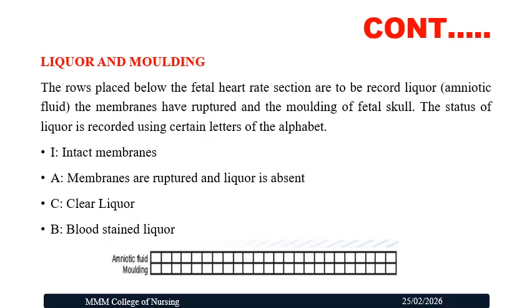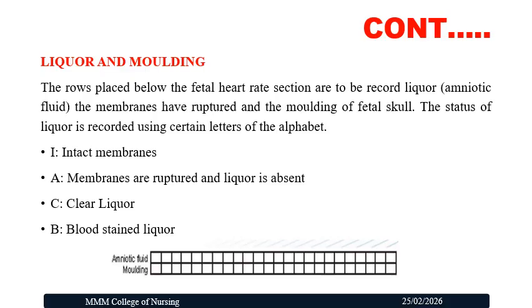Next part is liquor and molding. Molding is an overlapping of the sutures during the progress of labor. The rows are placed below the FHR. In the previous slide I showed you the image of FHR, the components which come in the Partograph. Underneath the fetal heart rate, there are 2 rows where you are supposed to mark the amniotic fluid and molding. Molding is the overlapping of the sutures during the labor process.